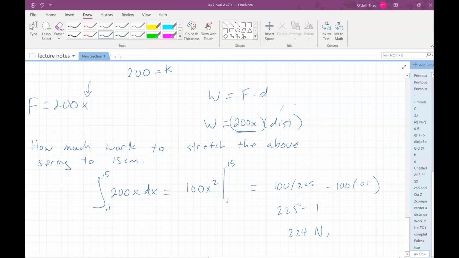Okay, so there's a spring example. Now you've seen the three types of work problems we're going to do: ones where we're pulling a chain or a banner or a rope or something like that, then the one where we're moving some kind of liquid, and then these spring problems. Those are the three types of work done problems we'll be doing.